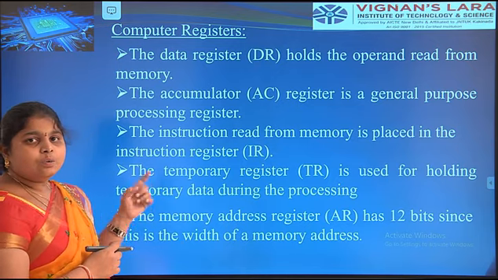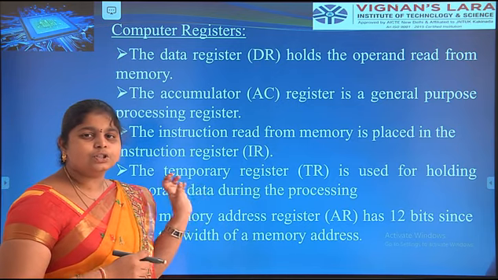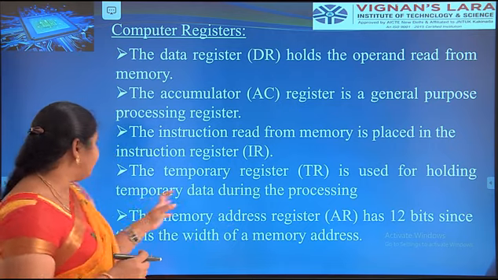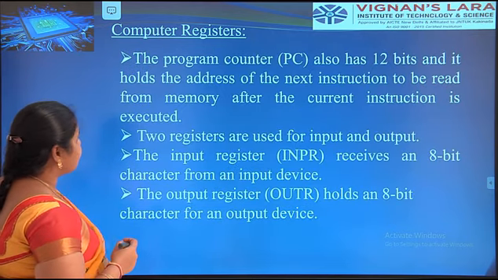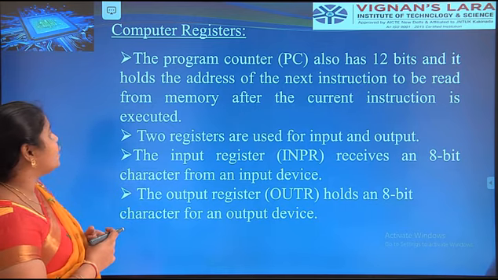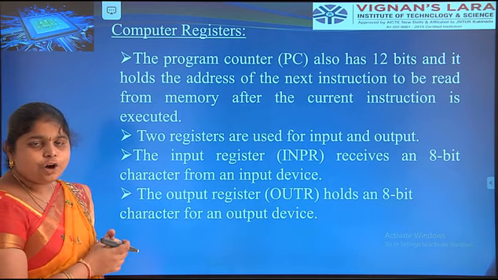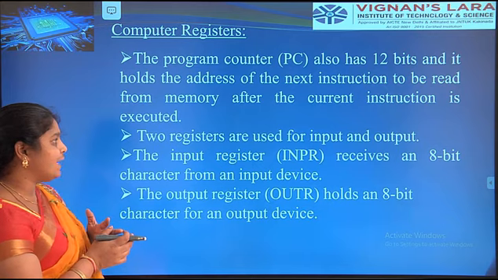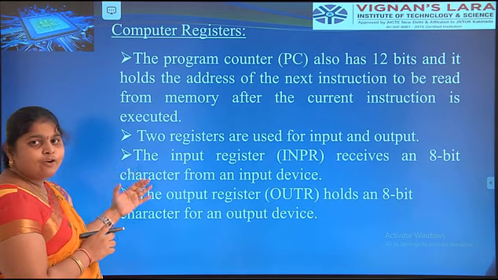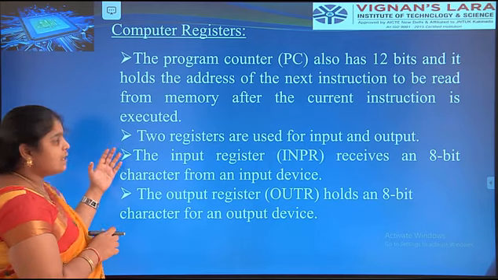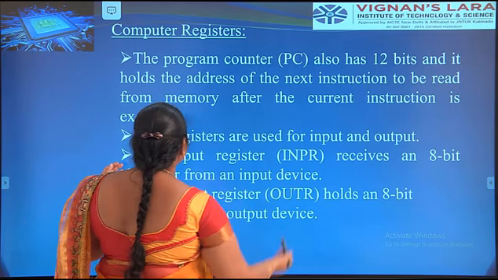Already we know which register holds what number of bits, how much length of bits. Next, the program counter also has 12 bits. It holds the address of the next instruction to be executed. And we have two other registers, the input and output registers.